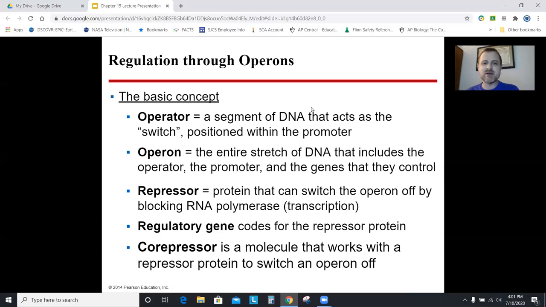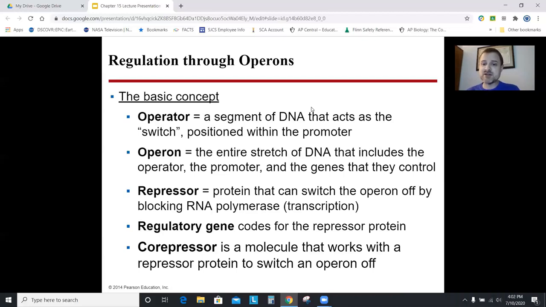So the basic concept: the operator is a segment of DNA that acts as a switch. It is within the promoter. Remember, the promoter was where RNA polymerase bound before the gene to transcribe the gene. It's a switch. The operator can turn the gene on or turn it off. The operon is the entire stretch of DNA that includes the operator, the promoter, and the actual gene. The whole thing is called the operon.